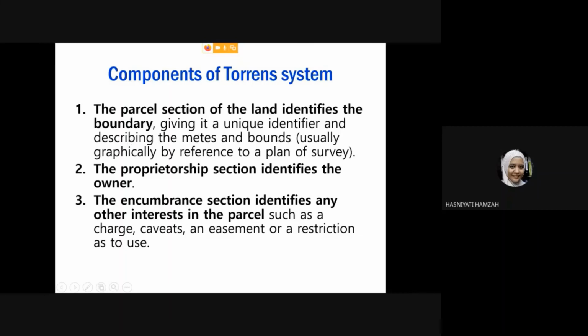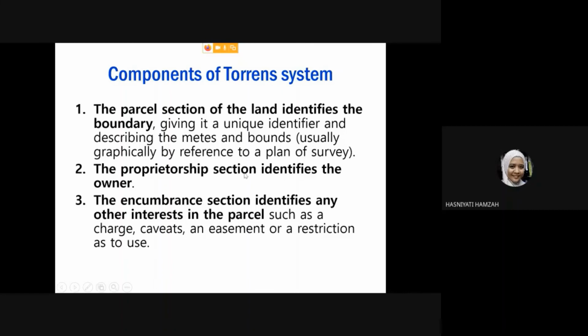Don't say I misspelled because I checked, I had to Google this. Metes and bounds is a land surveyor's jargon or term. Metes and bounds, normally the measurement, dimension, usually graphically by reference to a plan or survey. So the first one belongs to the cadastral, belongs to the Department of Survey and Mapping of Malaysia, the parcel section, whereby they are in charge of surveying, locating, putting the boundary stone and the coordinates and things like that.